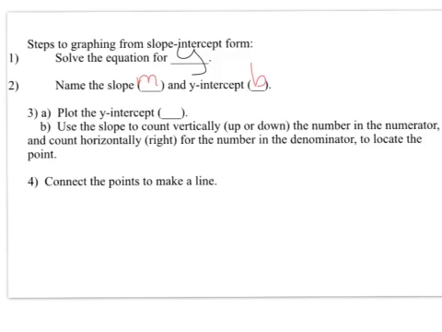And then the third step, we're going to plot the y-intercept, which is that b. And it says use the slope to count vertically. So you're going to count up or down first, the number in the numerator, and count horizontally. Horizontally means you're going to the right for the number in the denominator. So that means that we want our slope to always be a fraction. And then in the last step, we're going to connect the points from step 3 to make a line.